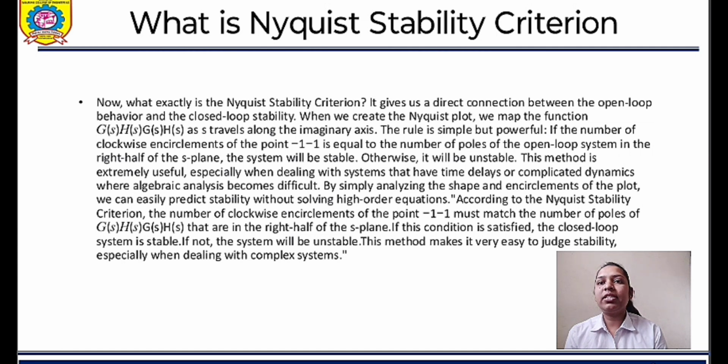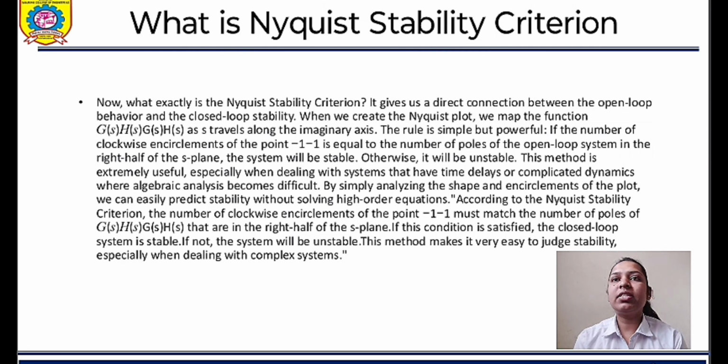This method is extremely useful, especially when dealing with systems that have time delays or complicated dynamics where algebraic analysis becomes difficult. By simply analyzing the shape and encirclements of the plot, we can easily predict stability without solving the high-order equation.